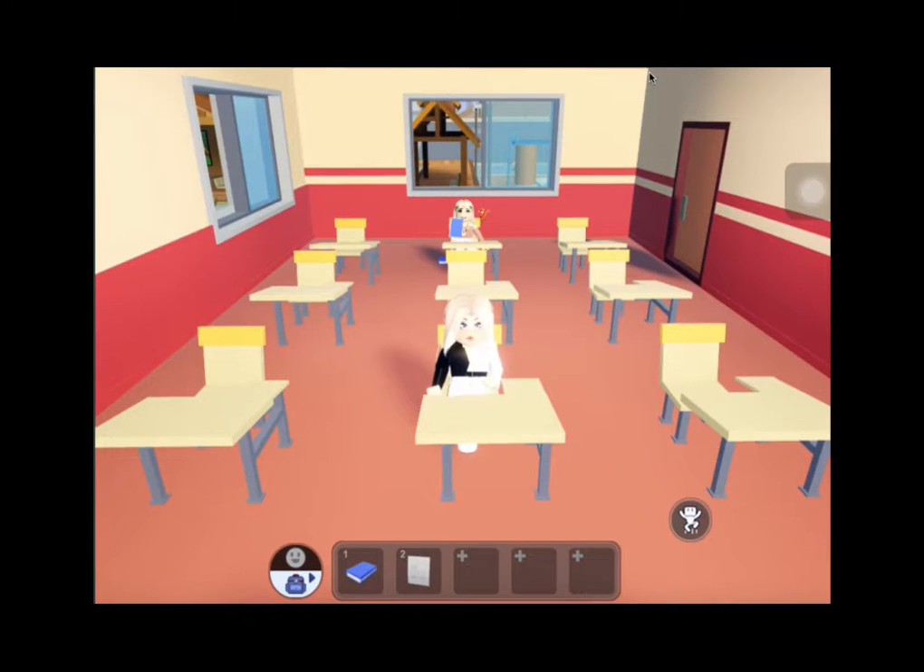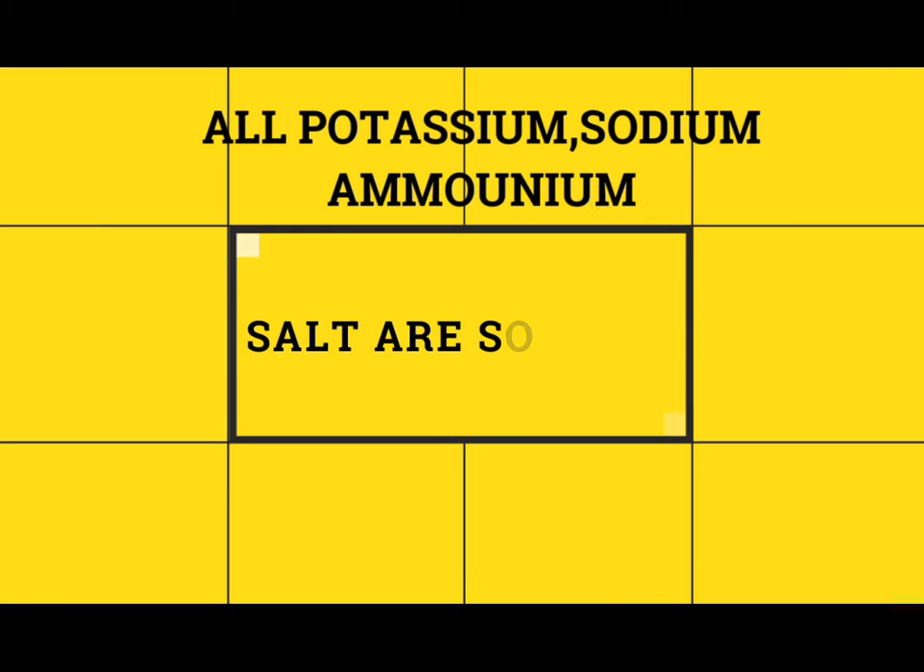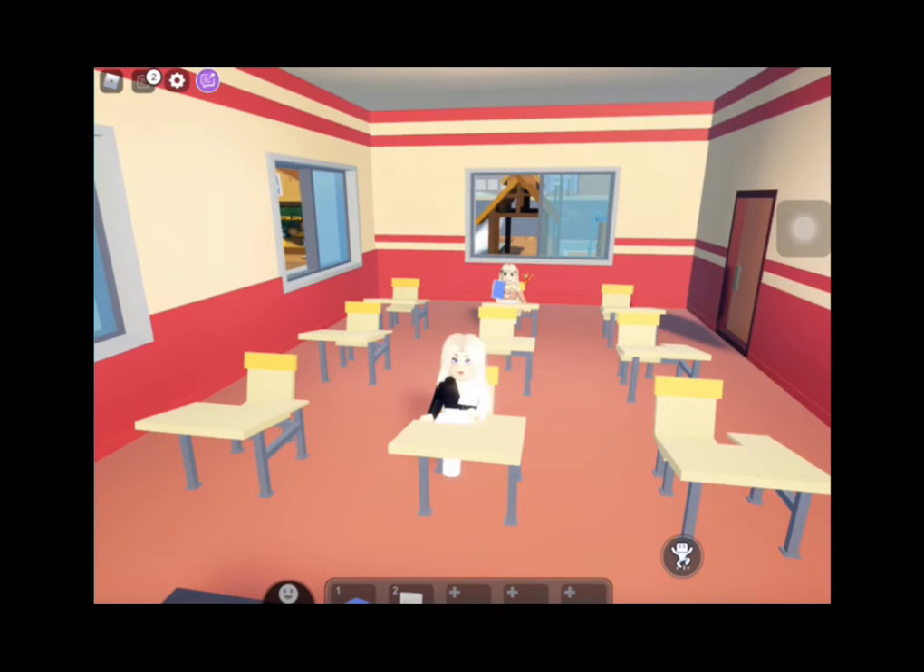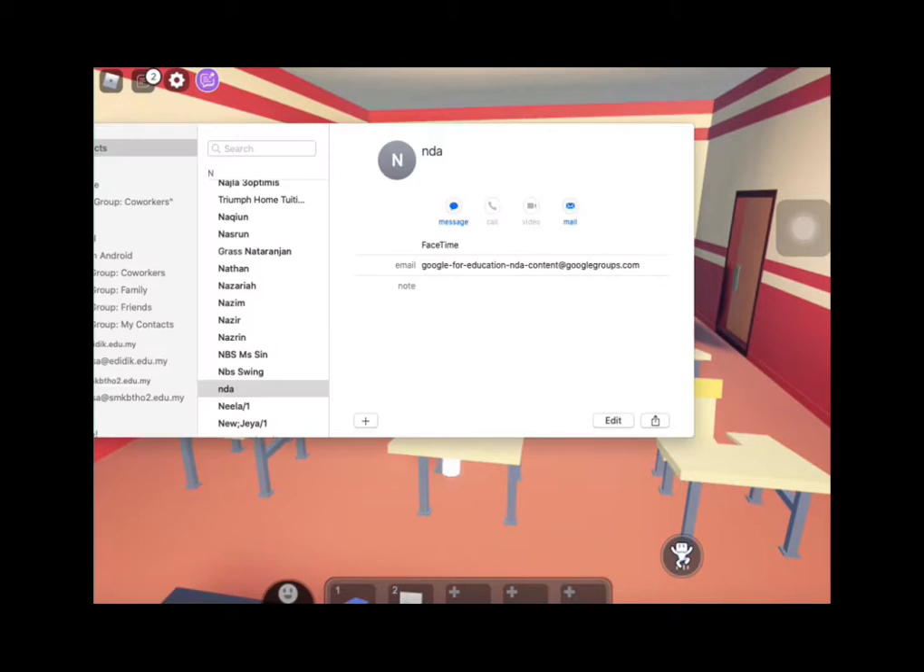All the potassium salt, all the sodium salt, and all the ammonium salt are soluble in water. Am I right? All the group 1 and ammonium salt are soluble in water. Am I right? Yes, you are correct. I do study every day. Okay, so good.